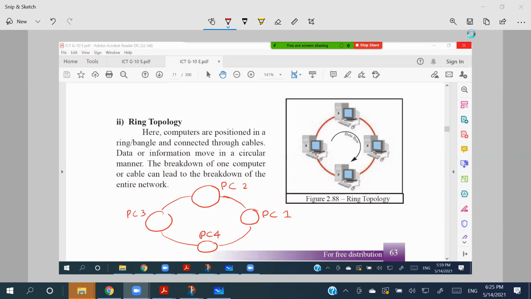Risara, it's the entire paragraph. You have to write the entire paragraph regarding the ring topology, and plus the diagram.